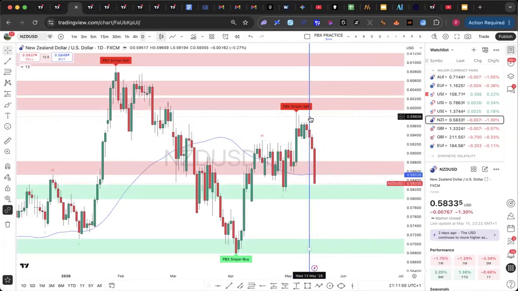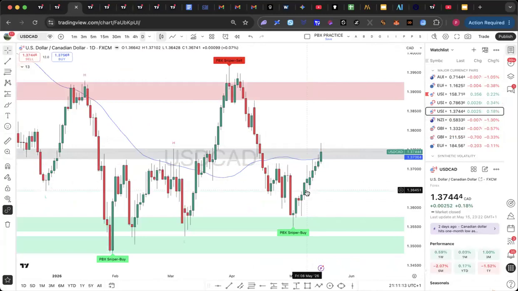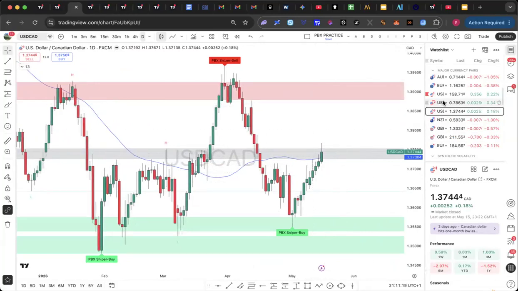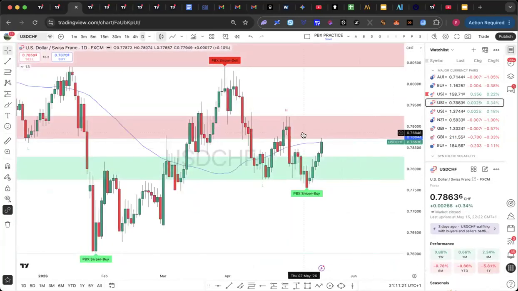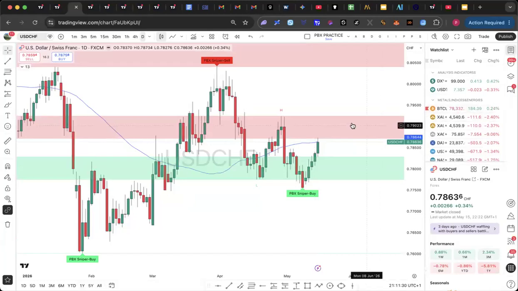So I think that's the major thing about USD correlation. Then USD CAD: a pullback and continuation. So you find more buys of USD CAD. And of course USD CHF, more buys: a pullback, and then continue buying for USD CHF.